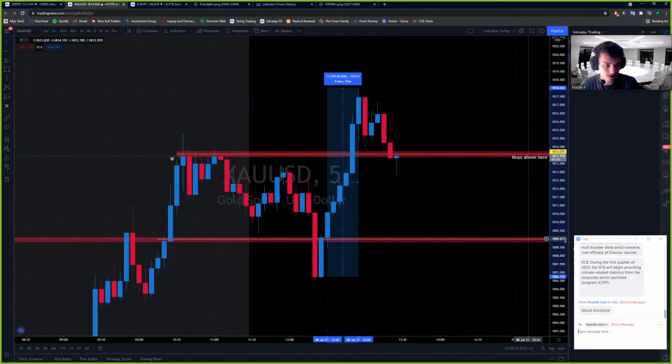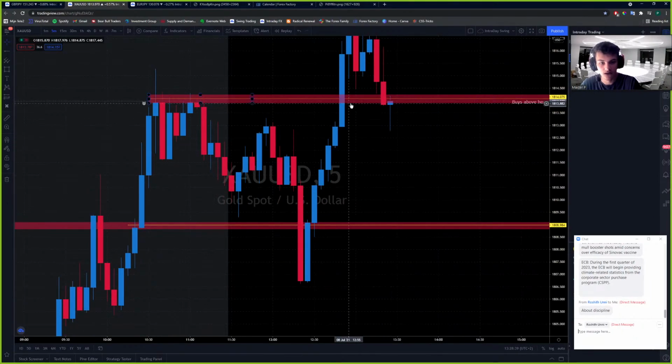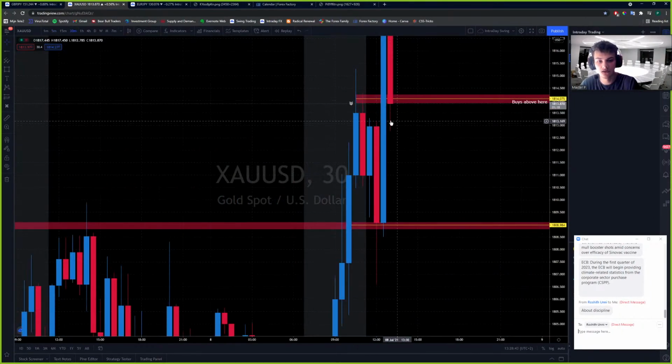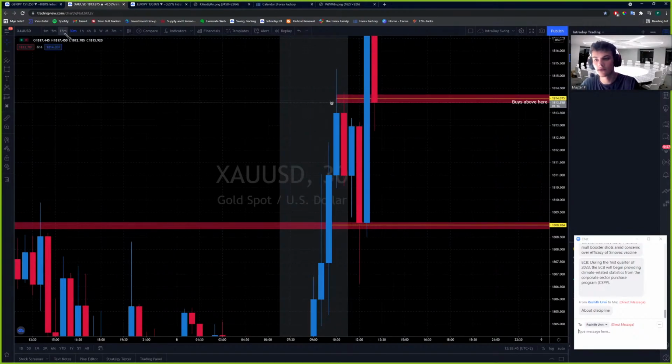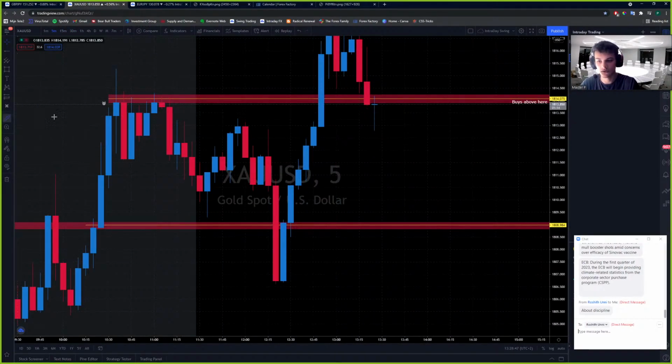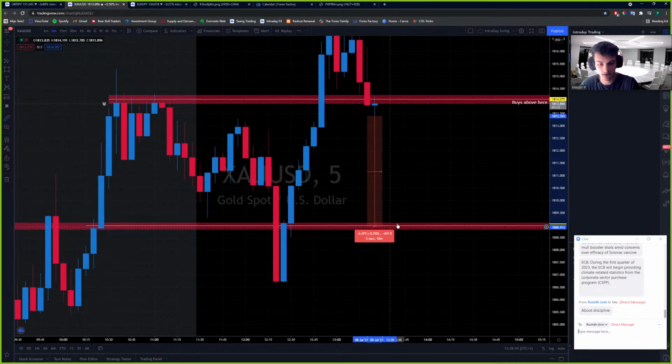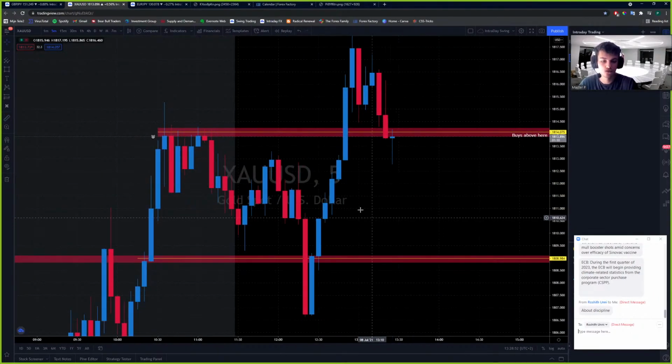Crazy. Gold is absolutely nuts here. So yeah, if this is a fake out and this 30-minute does close back below this zone, then I think we can start looking for a trade to come down to this support. We're going to have to see.